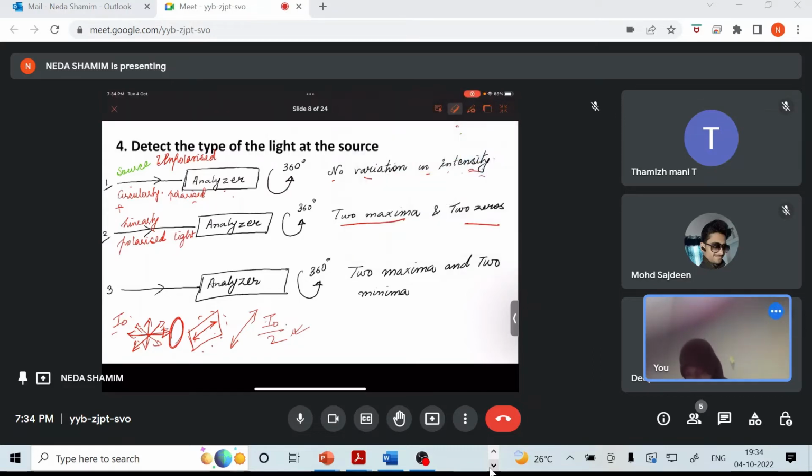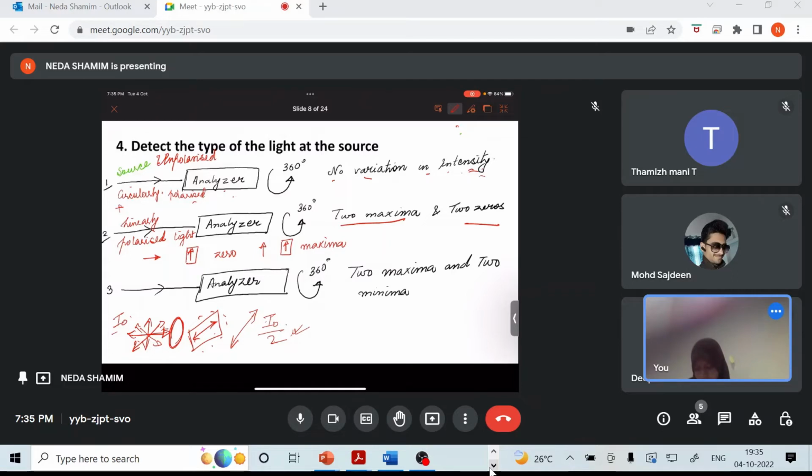So here I'll show you. Suppose it is in this direction, and you have an analyzer, suppose it is like this. So we'll get one minima, completely zero. And suppose it is like this, and the analyzer is also like this, then we'll get a maxima. So this way, if we rotate, two times we'll get a maxima, and two times we'll get a zero. Now what about the last one?